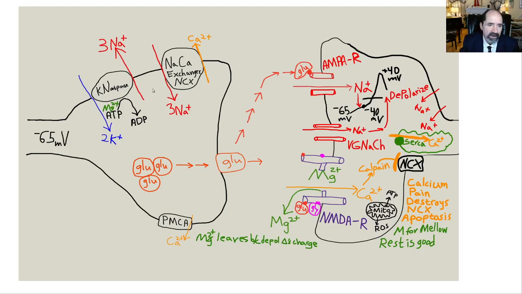We talked about the potassium sodium ATPase pump. We talked about pumping calcium out. We talked about the negative 65 millivolt resting membrane potential of this neuron. So this is a glutamate neuron. This is typical in the hippocampus, the memory center of your brain, perhaps the most important part of your entire brain. And the relevance is there's a lot of things that can increase glutamate transmission.